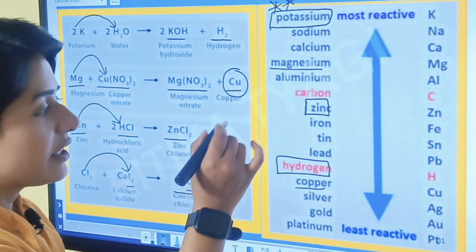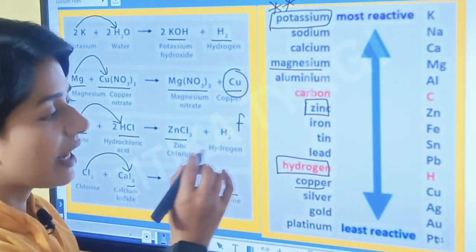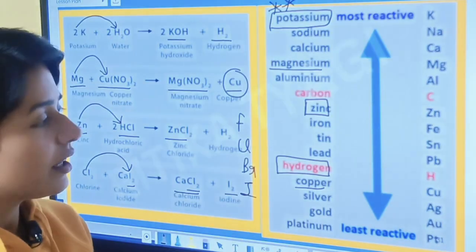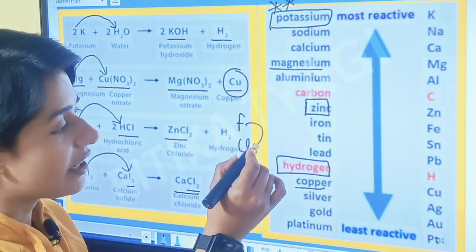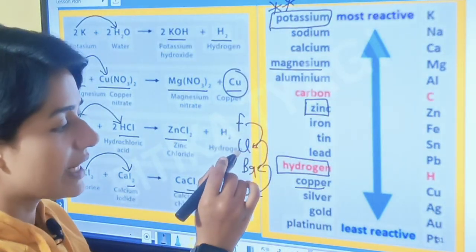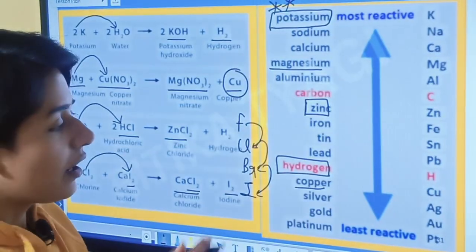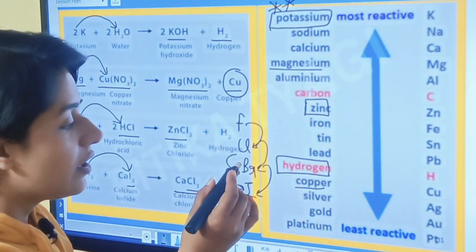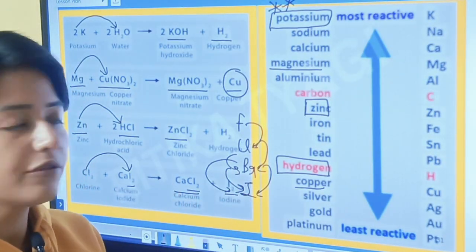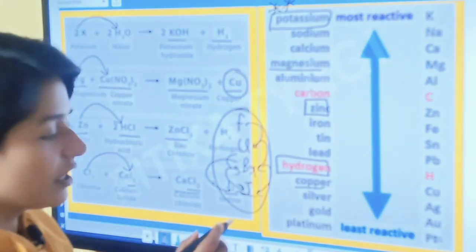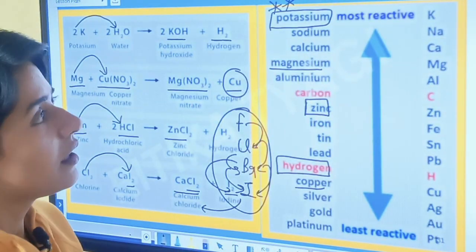Here the reactivity series of halogens is fluorine, chlorine, bromine and then iodine. Fluorine is more reactive than chlorine, then bromine and then iodine. So fluorine can displace chlorine, bromine or iodine. Chlorine displaces bromine and iodine, and bromine displaces only iodine from any solution. So this is the reactivity series for halogens which applies here.